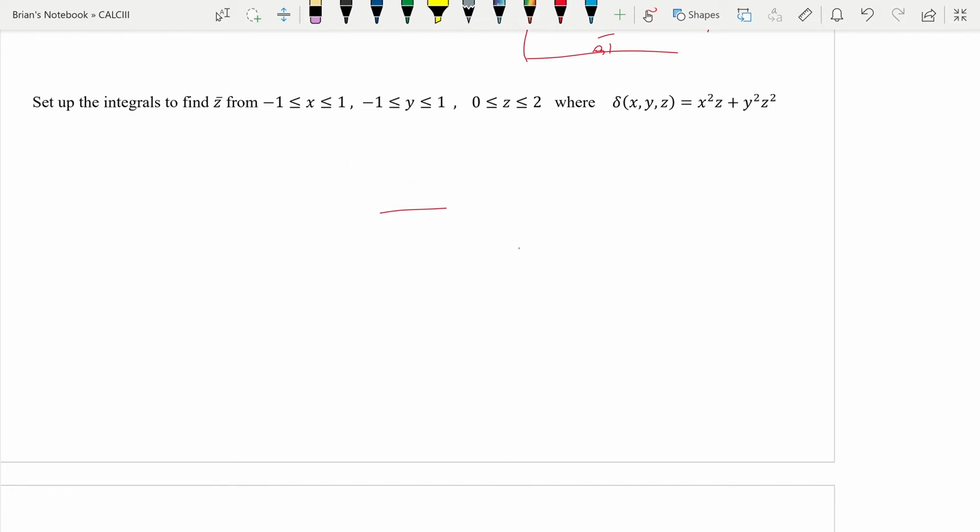But we want to find z bar. So you need to set up 2 different integrals. I'll let you guys try to figure out what those are. Refer to your notes if you need to. I'll give you guys about 3 more minutes, and we'll come back then and see how you guys did.